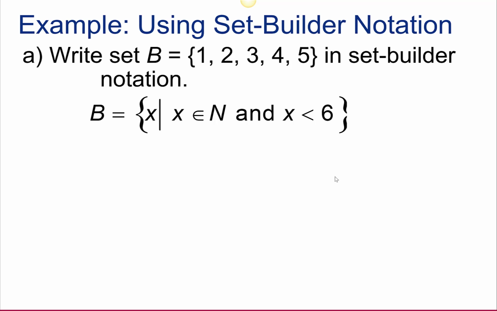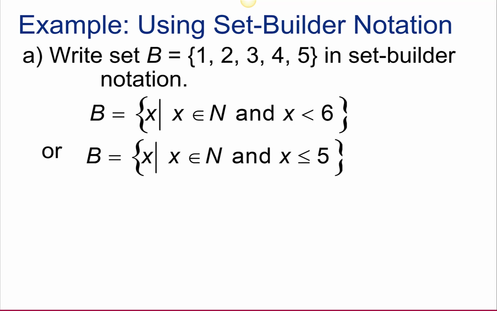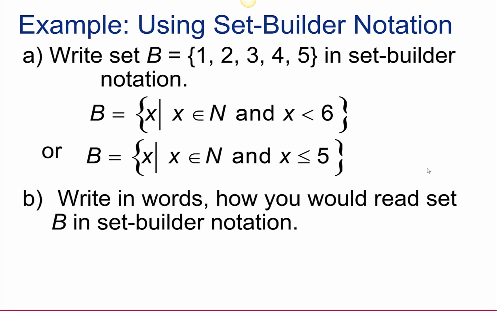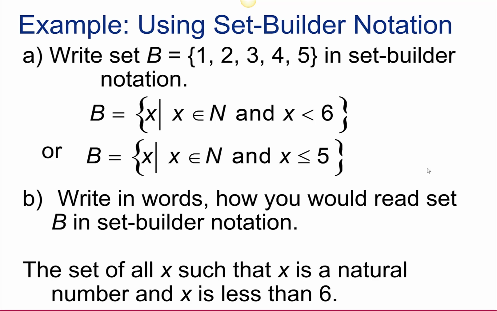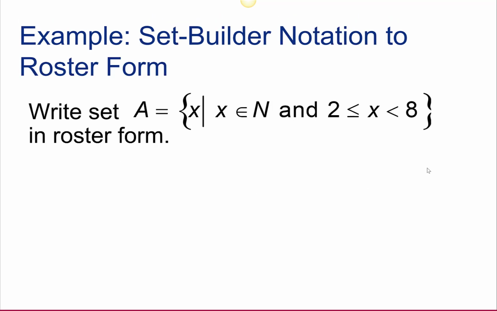We use the braces and we start with x and then a small vertical bar, which means "such that," x is an element of the natural numbers and x is less than 6. We can also write it like this and say that x is less than or equal to 5, because this would also give us a set B with the elements 1, 2, 3, 4, and 5. Write in words how you would describe set B in set builder notation: the set of all x such that x is a natural number and x is less than 6, or less than or equal to 5, depending on which notation you used.